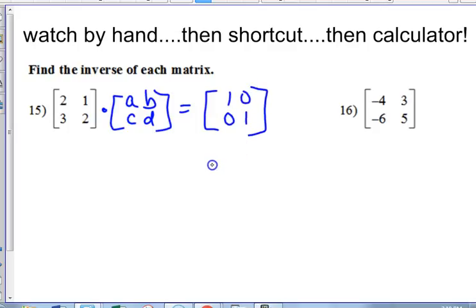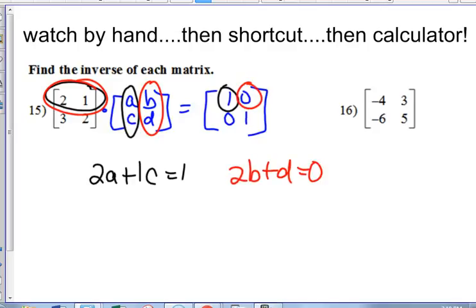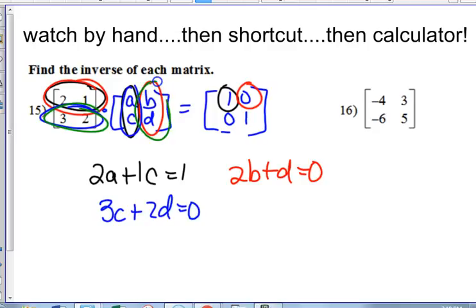Okay? Everybody all right? Whatever this is would be the inverse. So here's what I'm going to do for fun. I'm going to take this row times this column and set it equal to this. That would give me 2a plus 1c equals 1. Then I'm going to take this row times this column and set it equal to this entry, and that would give me 2b plus 1d equals 0. Then I'm going to take this row by this column and set it equal to this, and I'd have 3c plus 2d equals 0. And lastly, I would take this row times this column and set it equal to this, and I'd have 3b plus 2d equals 1.